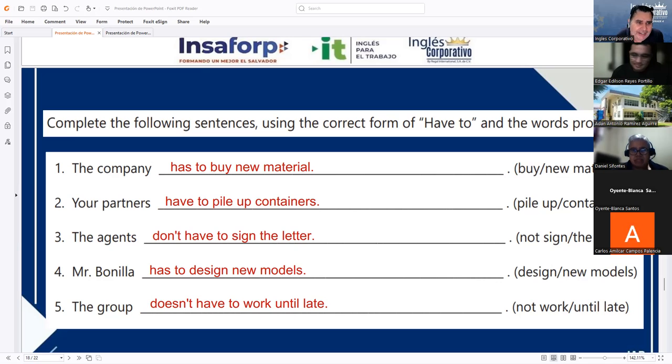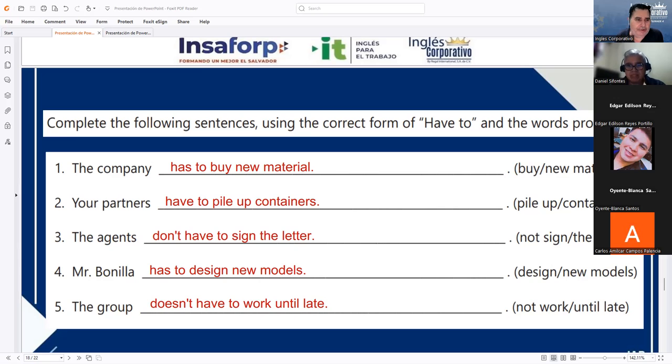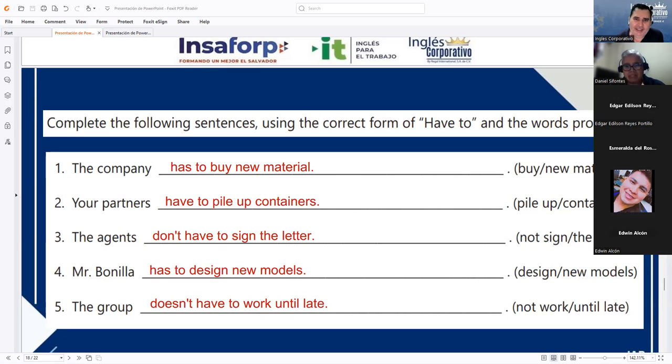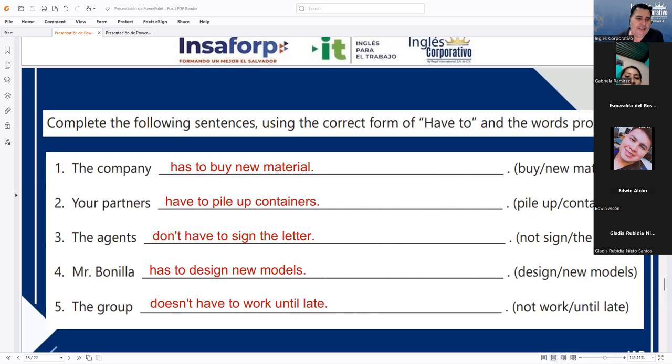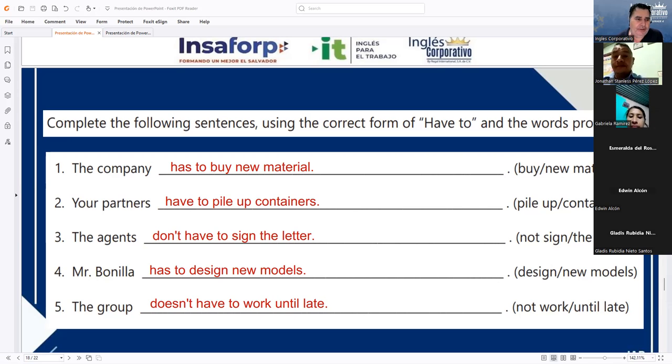Edwin Alexis Perez. Present teacher. Edwin Alfredo Alcón. Present teacher. Esmeralda del Rosario Portillo. Good night. Present teacher. Gabriela Yamilet Ramírez. Present teacher. Gisela Guadalupe Martínez. Gladys Rubidia Nieto. Jonathan Stanley Perez. Present teacher. Jose Daniel Cermeño. Present teacher. Jose Ernesto Alemán. Present teacher. Candy Natalia Sánchez.